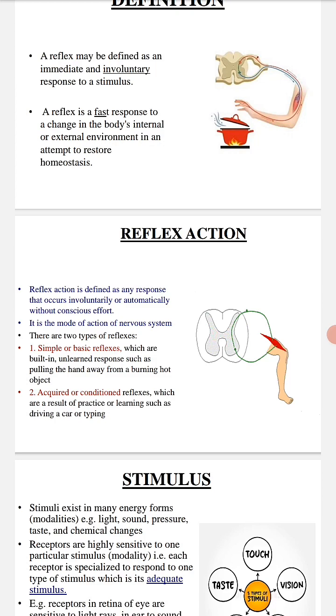There are two types of reflexes: simple or basic reflexes, which are built-in unlearned responses such as pulling the hand away from a burning hot object; and acquired or conditioned reflexes, which are a result of practice or learning such as driving a car or typing.